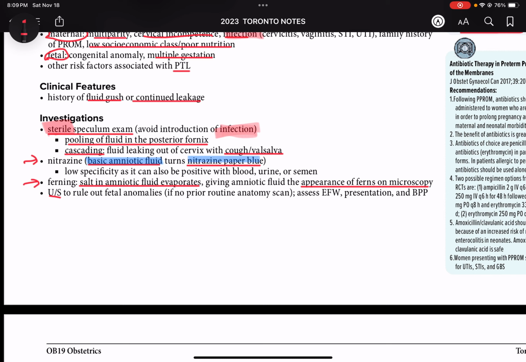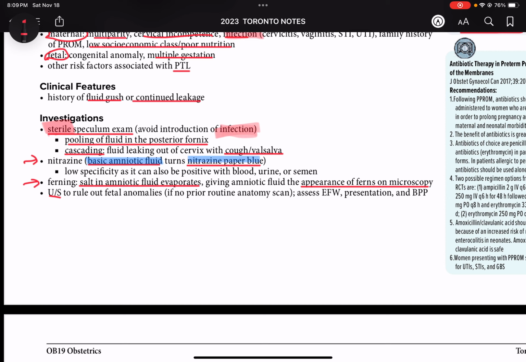Sterile speculum examination, what would you see? Pooling of fluid in the posterior fornix, and there would be cascading. What is cascading? You'll ask your patient to cough or do the Valsalva maneuver, and there would be fluid leaking out of the cervix. So that means the membranes have ruptured.